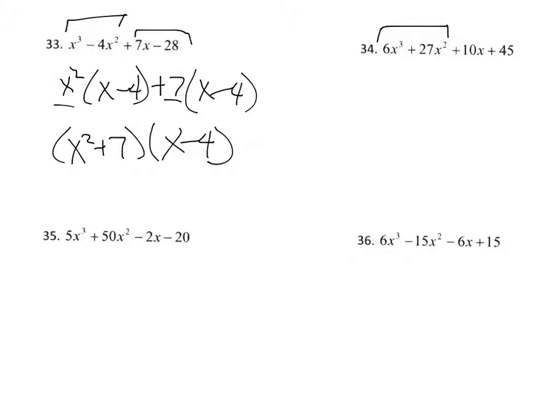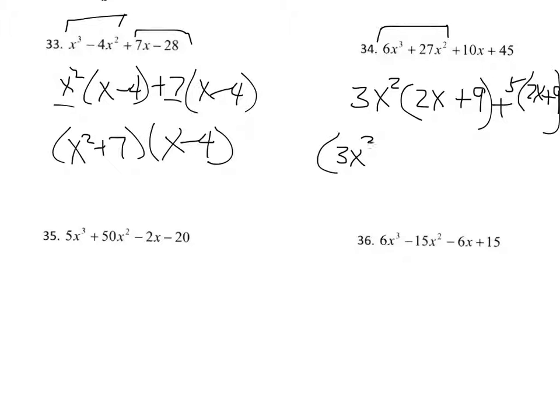Here, pulling out a 3, x squared, then I'll have 2x plus 9. In the second group, I'll pull out a 5, 2x plus 9. So putting it together, I'll have 3x squared plus 5, 2x plus 9.